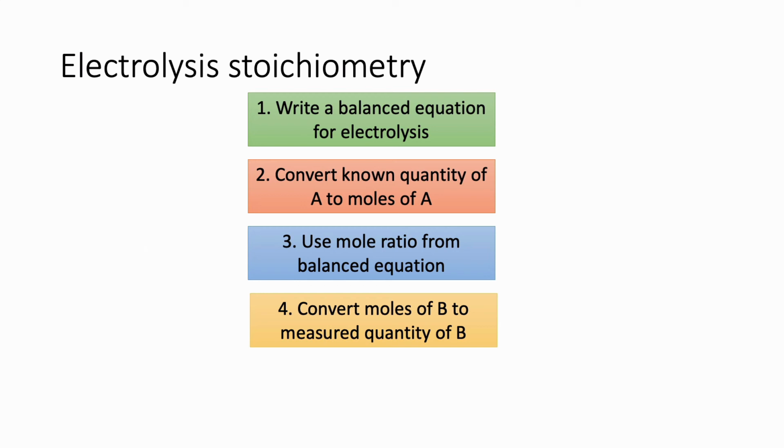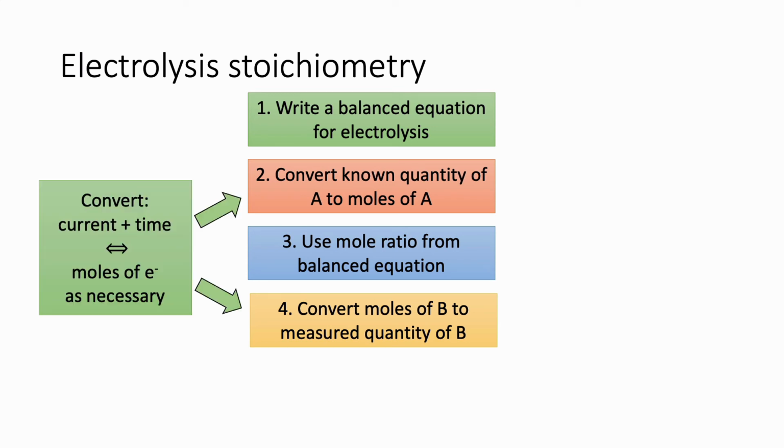And that balanced equation is generally going to be for a half reaction, not the entire overall redox reaction. And then you're just going to go through from a known quantity of something you measured, convert that to moles, use the mole ratio, and then take the moles of whatever you converted it to a quantity that you can measure.